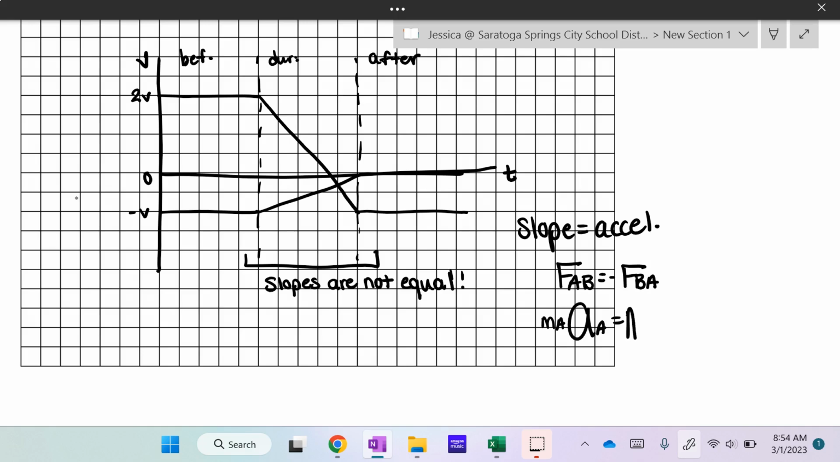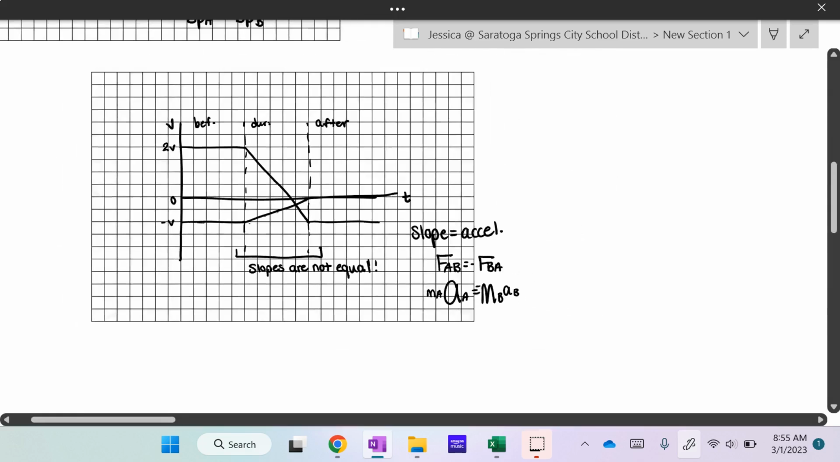And even though the forces between these two objects might be equal and opposite, they do have different masses, which means, oops, there should be a negative, they are going to have different accelerations, right? We see that the more massive block has a smaller magnitude slope, or less steep slope, meaning less acceleration, which we would expect. And the smaller mass, feeling the same force, has a greater acceleration, just in the opposite direction. So here the slopes are not equal.